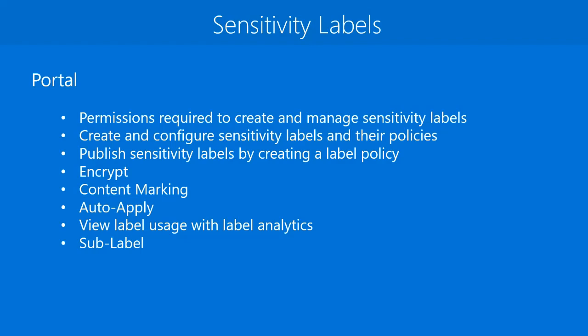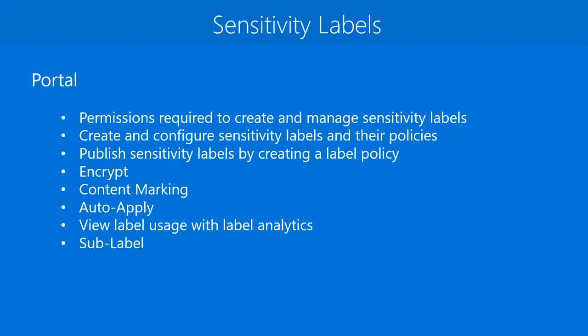We can also make use of the content marking option available in sensitivity labels, where we can add a watermark, or a header and footer, to the document. Auto labeling is also a feature which is available with sensitivity labels. It will automatically apply the sensitivity label to all documents based on certain conditions that you define.